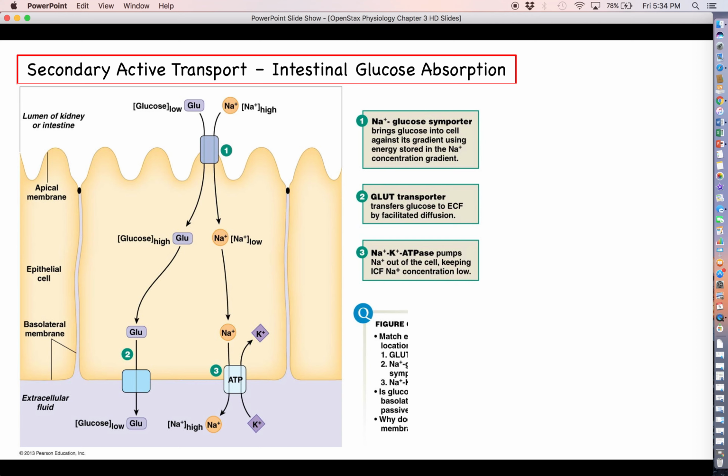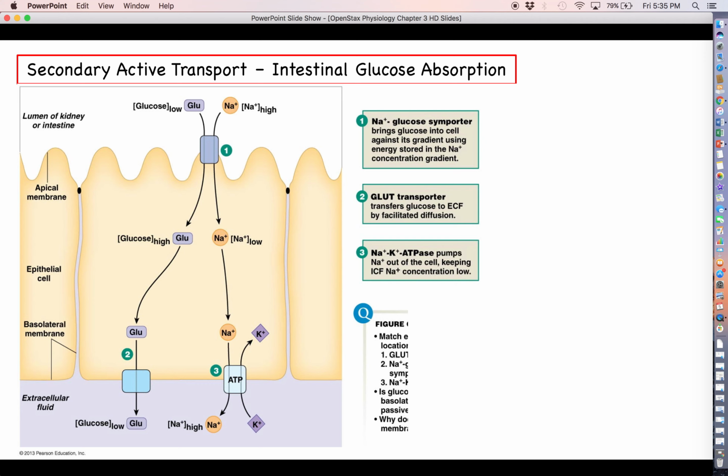So the best way to illustrate this is to look at a process as a whole. And I really love using this example because not only does it allow us to look at secondary active transport, it also allows us to see applications of both facilitated diffusion and primary active transport. So what we are talking about here is intestinal glucose absorption.